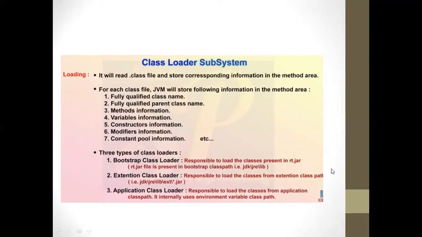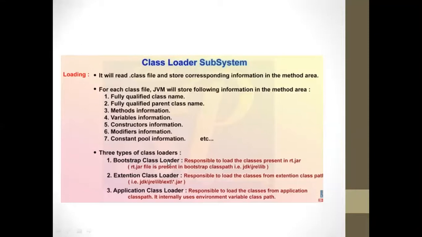We also have that method area, which we will discuss in the memory area part, but still you can just remember that it will load whatever .class file is available to us. For each class file, the JVM will store the following information in the method area: the fully qualified class name, its parent's class name, methods information, variables, constructors, modifiers, and constants. All these things are stored by the class loader subsystem during loading.